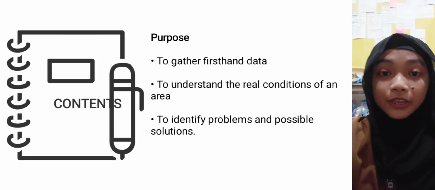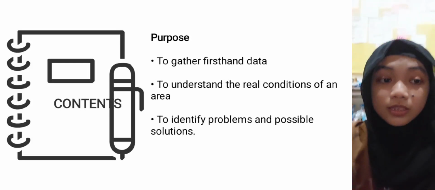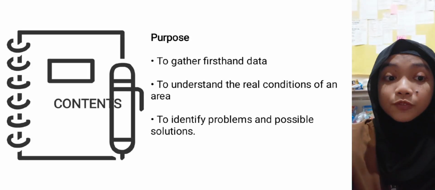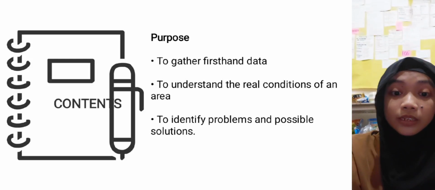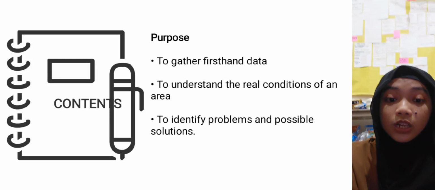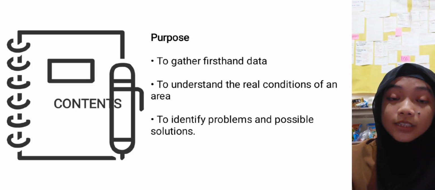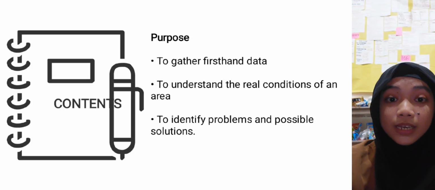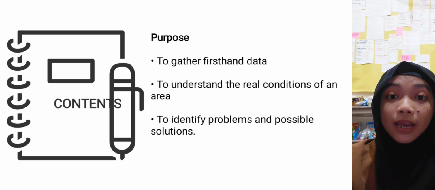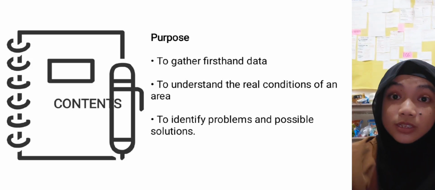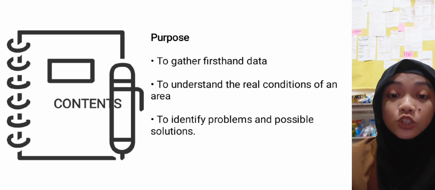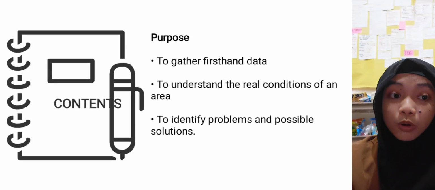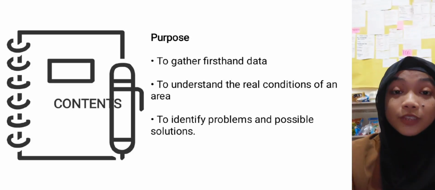In a field survey, we have purposes. The first one is to gather first-hand data. First-hand data comes from personal observation, surveys, interviews, experiments, or measurements done by the researcher. It is gathered personally, like ikaw talaga mismo. First-hand data is usually more accurate and reliable for the specific purpose of the study.